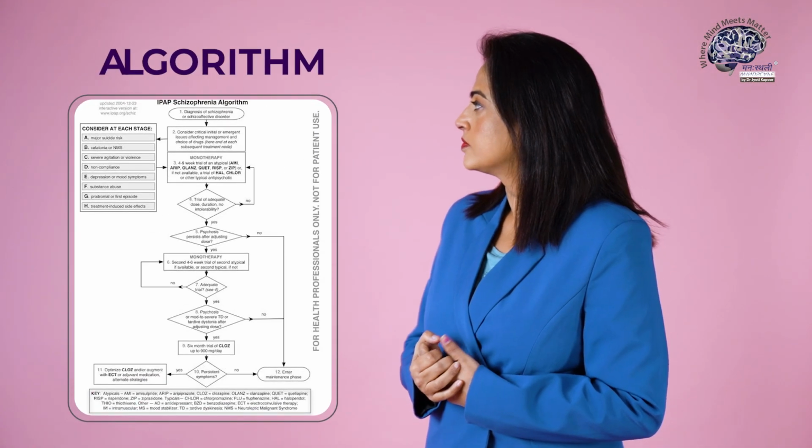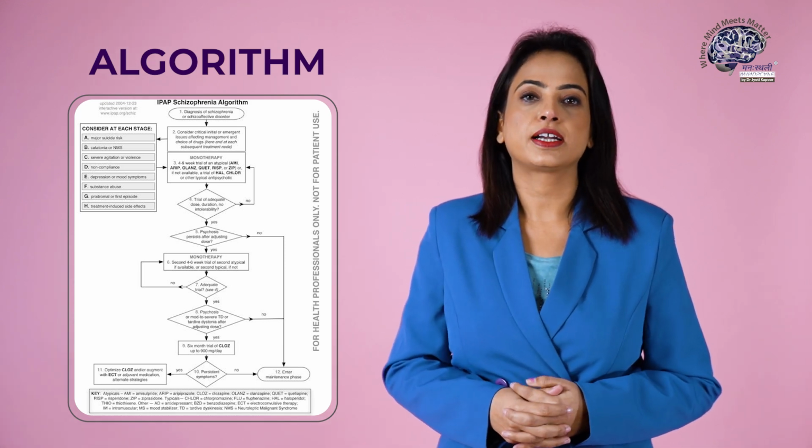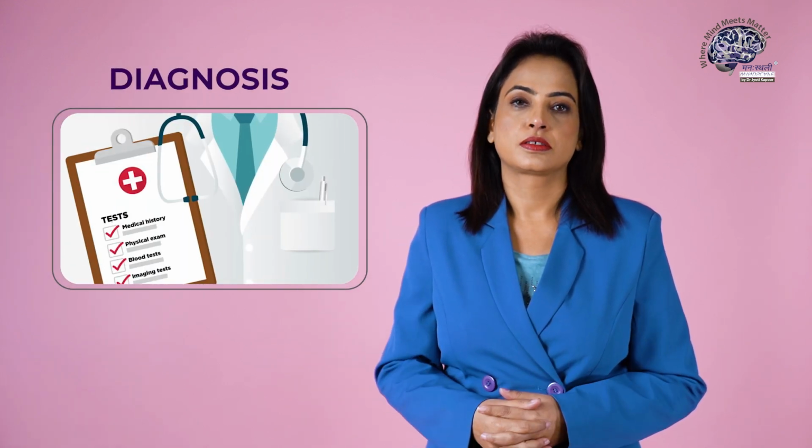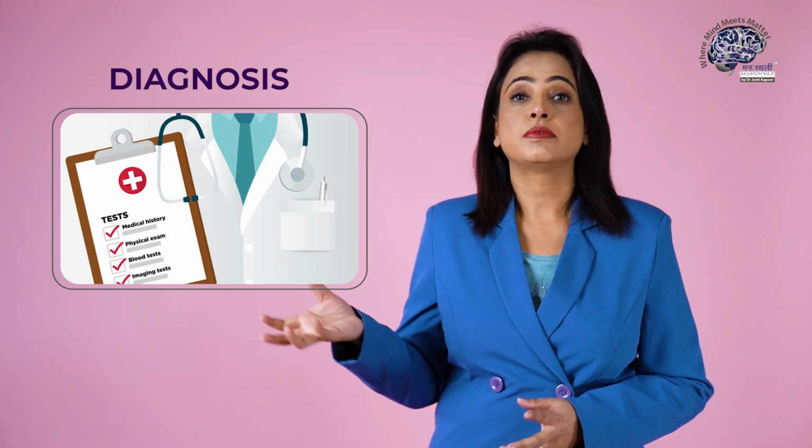Let's go to the management strategies. Now you can see here the algorithm that we follow, and many of you who search online would be able to find that. So the first thing to be done, like in any medical problem, would be diagnosis, which means that we identify the target symptoms so that we can find the right treatment.